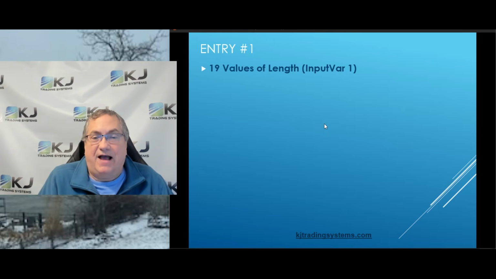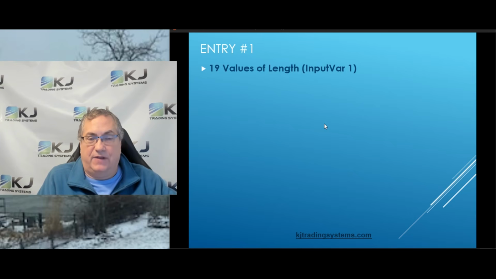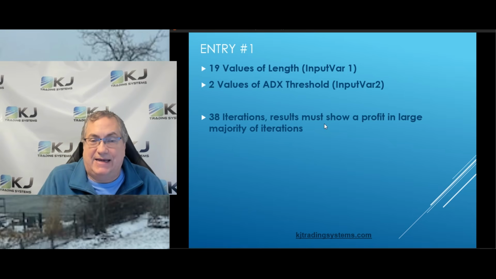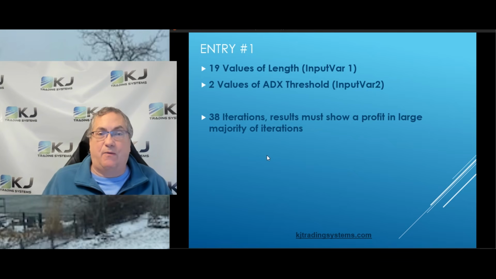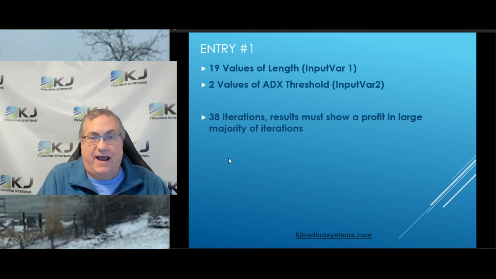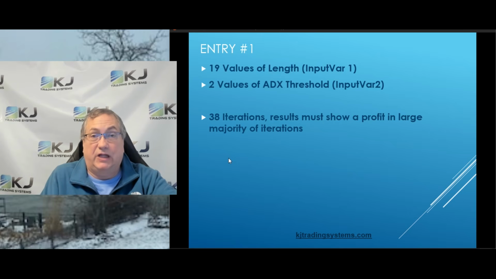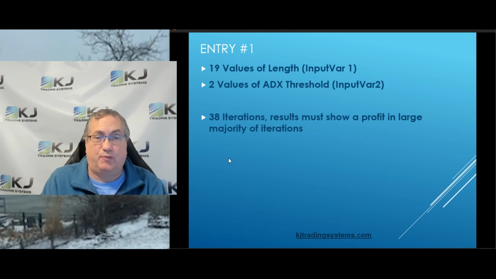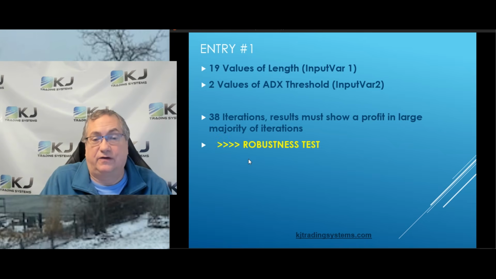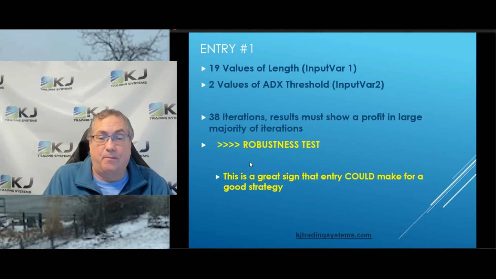So I tried different values of that look back, that short-term pullback look back length. I tried two values of that ADX threshold. So altogether 38 iterations. Over those ranges, I want to see profit in most cases. I don't want to see where you have to have a length of 11 and an ADX of 30, and that's the only case that gives you profit. Nothing else does. I want to see some robustness where a wide range of values gives you profit. Like I said, that's a robustness test.